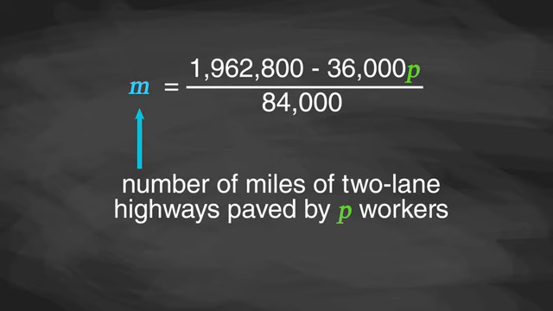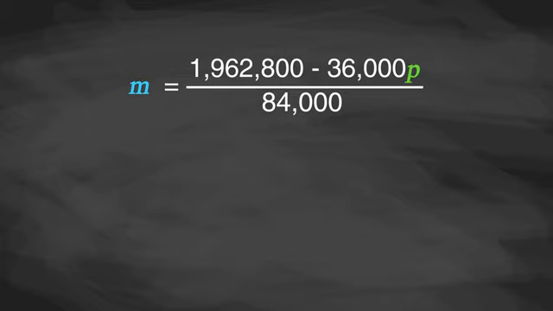Which equation should the department use to find out how many miles of two-lane roads it could resurface? When the number of workers, P, is known, this equation would be best used to find how many miles should be resurfaced.